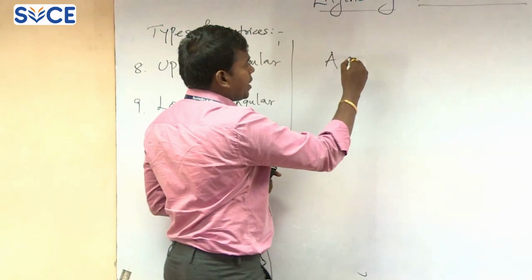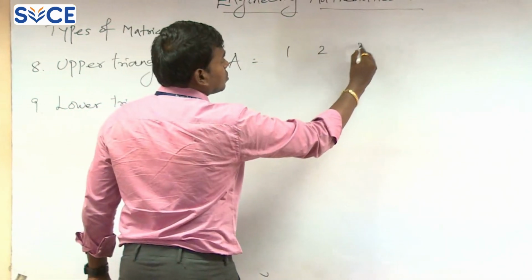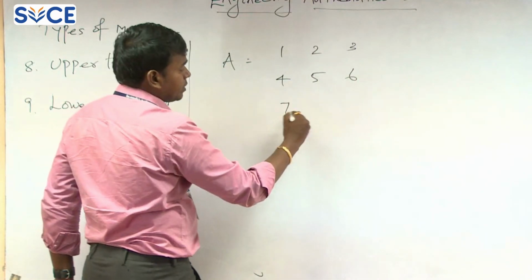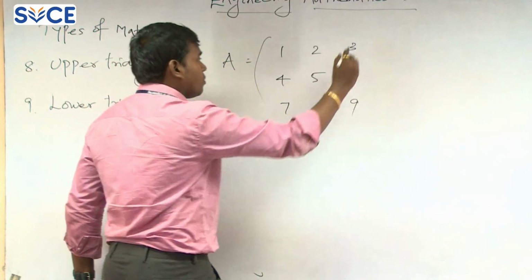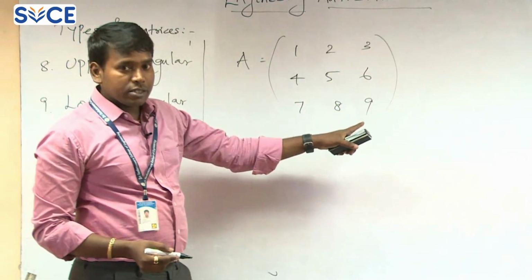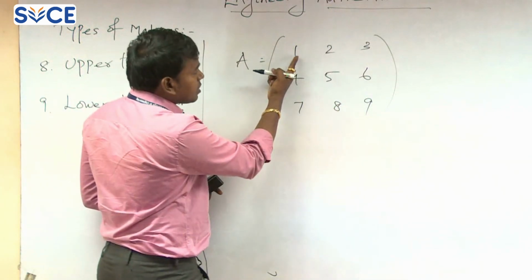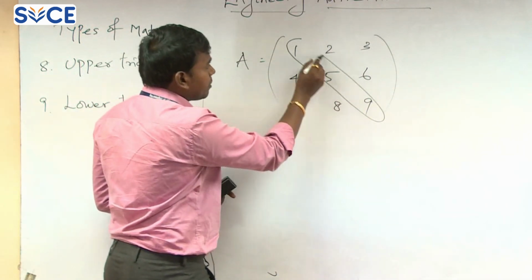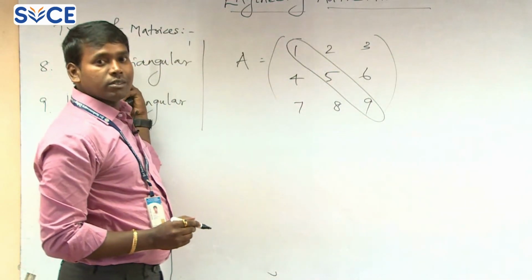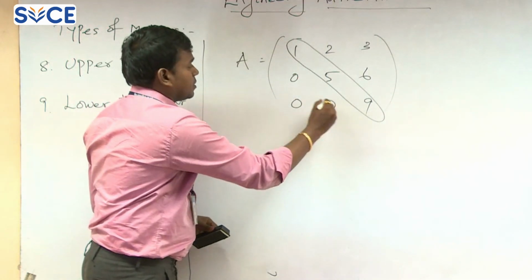For example, A equal to, below the main diagonal elements. For example, 1, 2, 3, 4, 5, 6, 7, 8, 9. This is the example for 3 by 3. Now, upper triangle means in which all the elements below the main diagonal elements are 0. Here we know that the main diagonal elements are 1, 5, 9. So, below the main diagonal elements are 0 means it is an example for upper triangle. So, these 3 elements are 0.